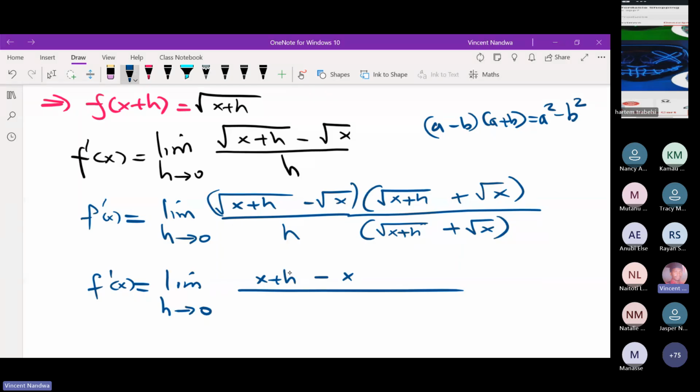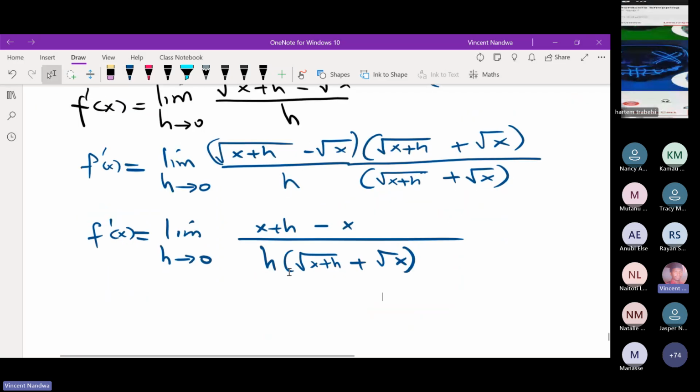So when you substitute, the square of root x plus h will be x plus h, and the square of root x is just x. So this is what we'll have. Then the denominator will be h into root x plus h plus root x. This one you don't have to open, just leave it the way it is. The h will actually be cancelled out after reducing the numerator.